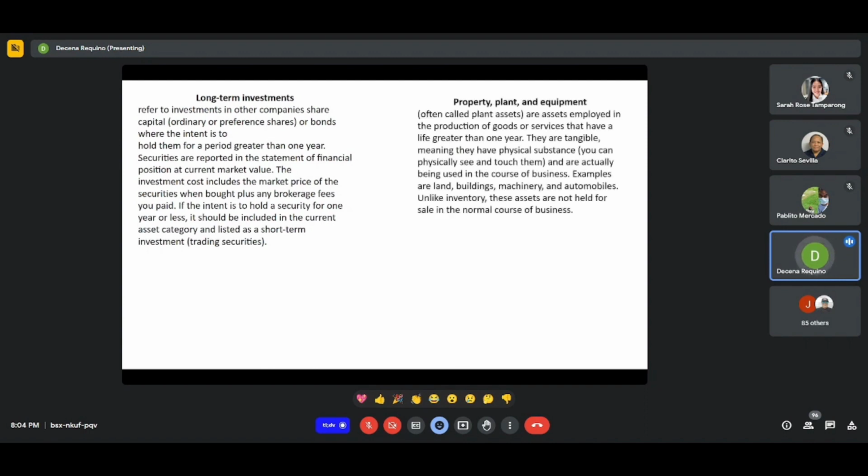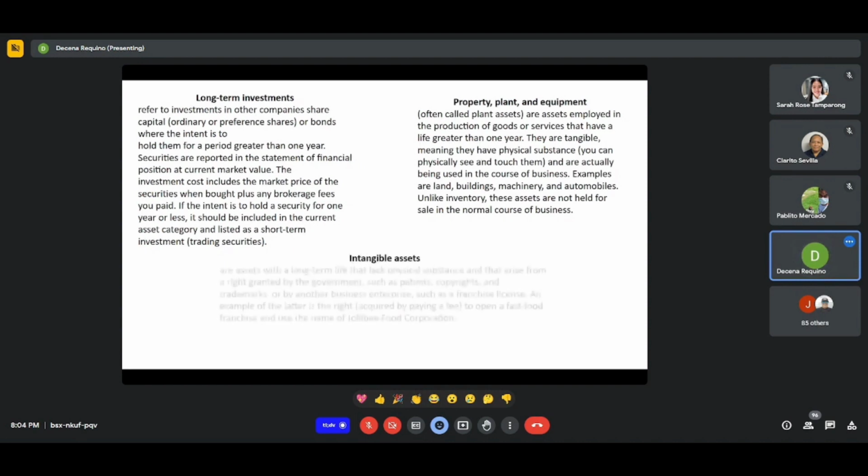Pag property and equipment, ang tawag doon, often called as plant assets, are the assets employed in the production of goods or services that have a life greater than 1 year. They are tangible, meaning they have physical substance. You can physically see and touch them and are actually being used in the course of business. Examples are the land, buildings, machinery, automobiles. Unlike inventory, these assets are not held for sales in the normal course of business.